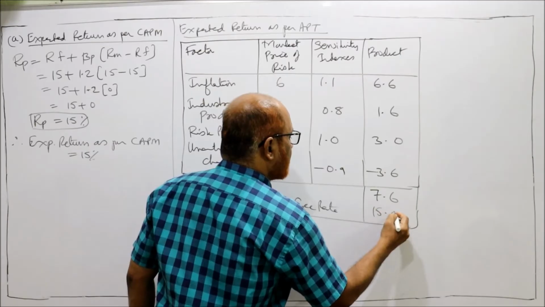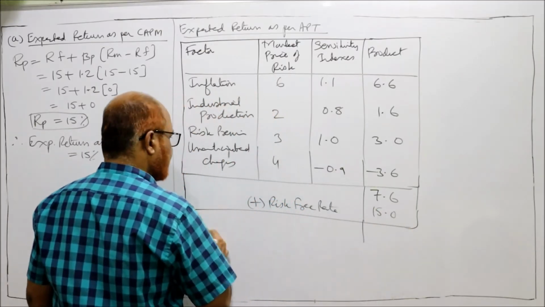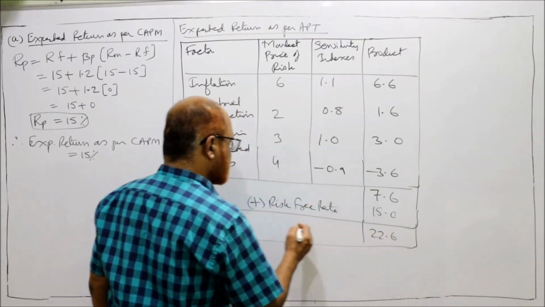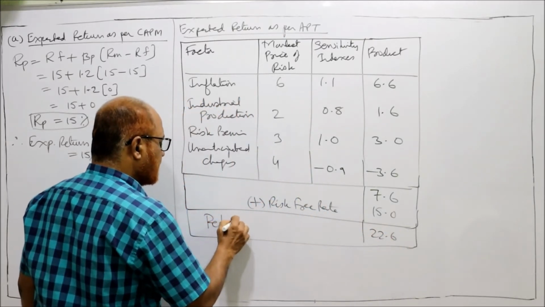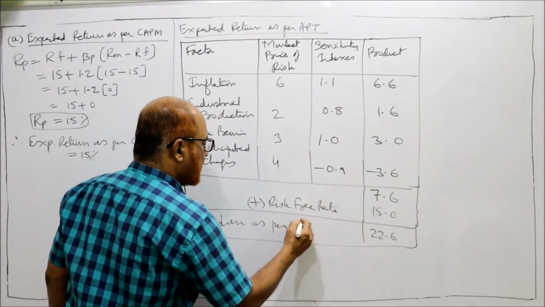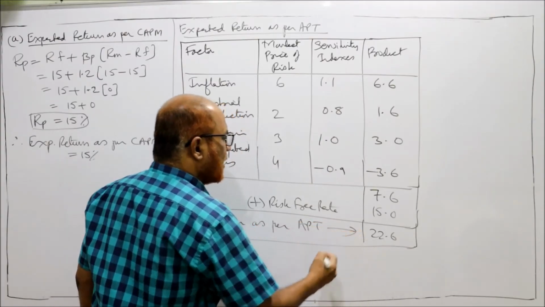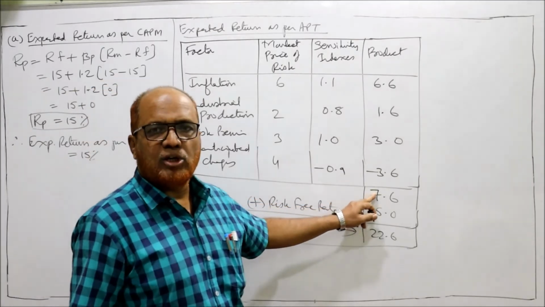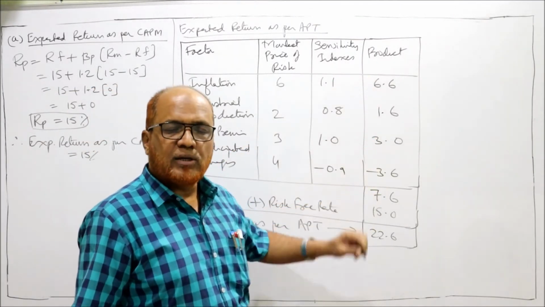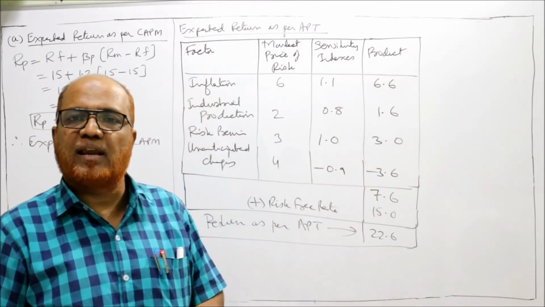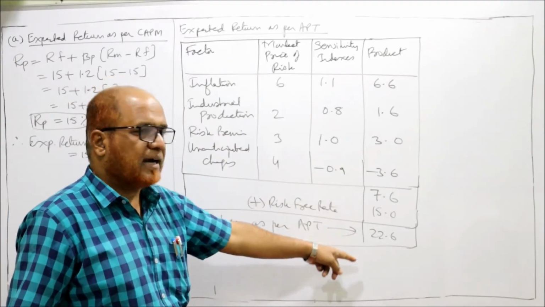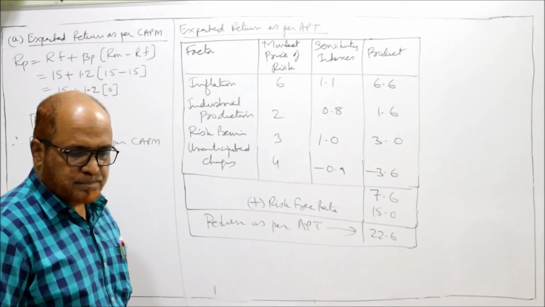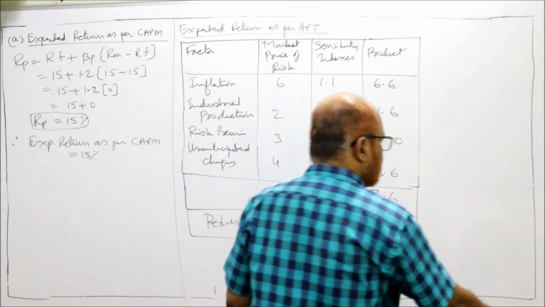Risk-free rate is given in the problem, 15%. So 22.6 is the return as per APT, Arbitrage Pricing Theory. The return is found by taking the total of the products, and to that total of the products, you add the risk-free rate. When the risk-free rate is added, 22.6 is the expected return as per CAPM.